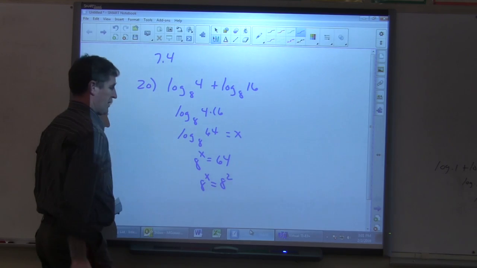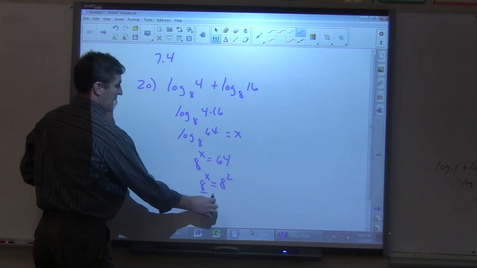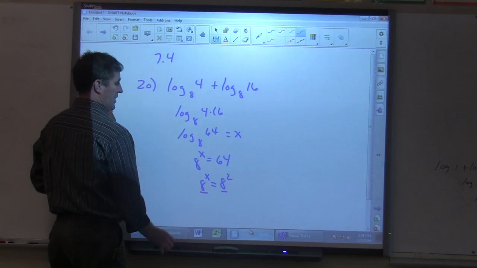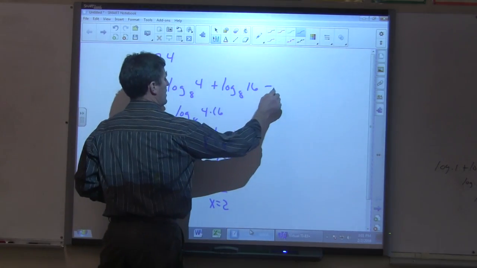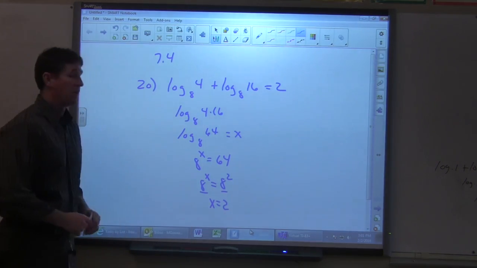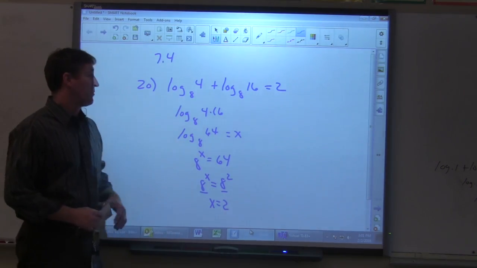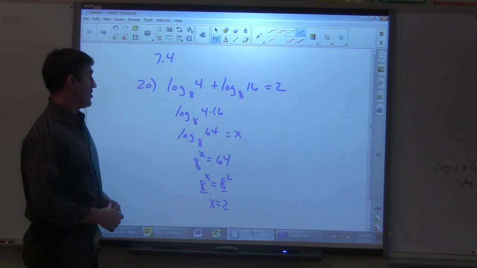And then we want to write 64 in base 8, which would be 8 squared. Since the bases are the same and they're equal, therefore the exponents have to be equal, so x equals 2, and so we know that this is equal to 2. So this is how they want you to do them. There are other ways you could do it.